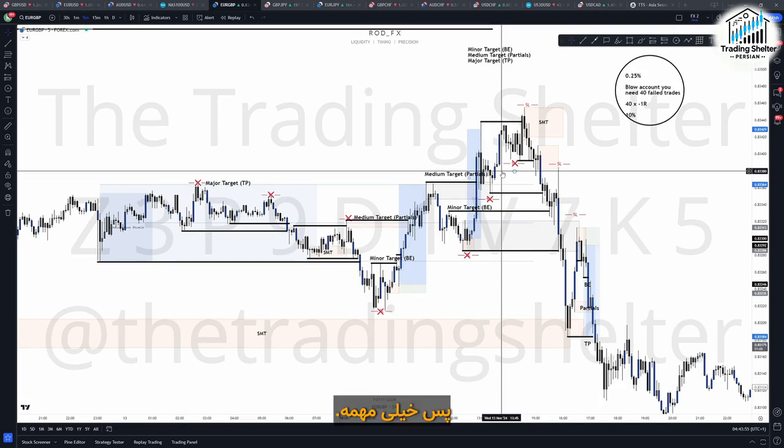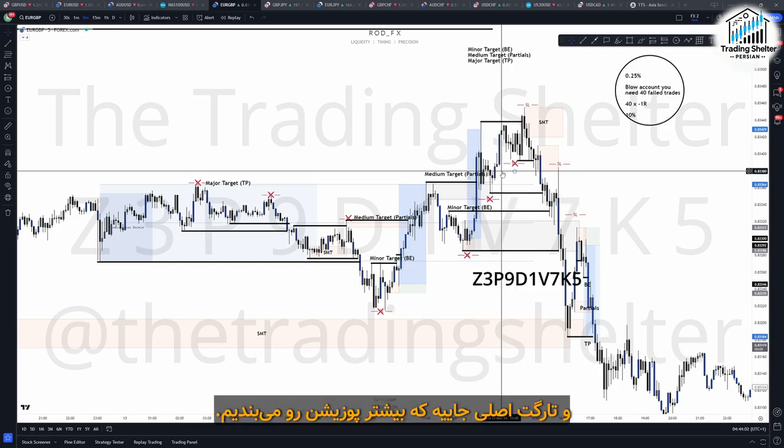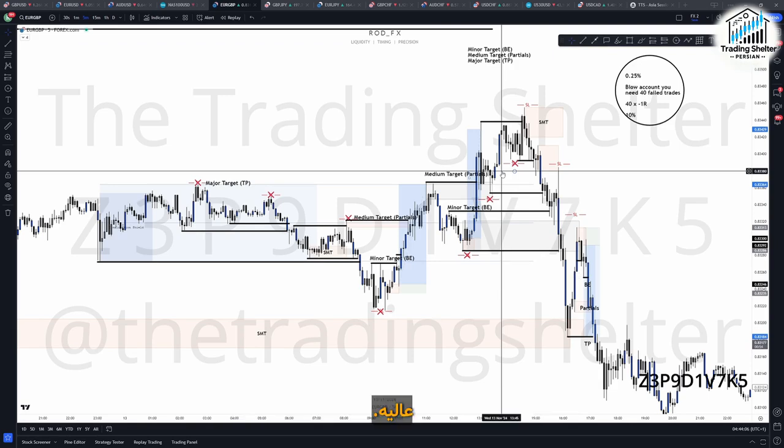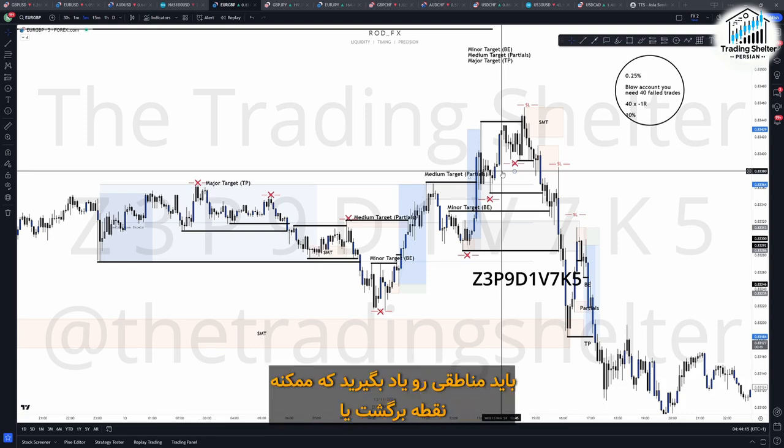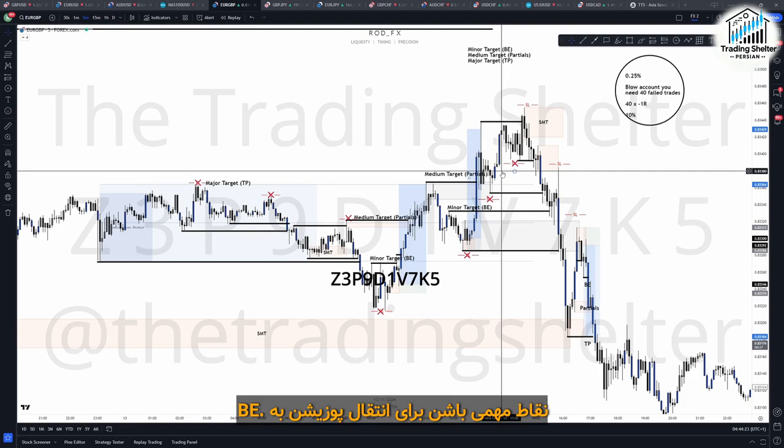So very important. Minor target is the break-even zone. Medium target is the partials. And major TP is where we close most of our position. So perfect. I really hope you guys enjoyed this call. This is the first maybe pinky toe that we're dipping into the water of entries. You need to master the zones that can potentially reverse or the zones that can potentially be a significant point to move the position to break even.